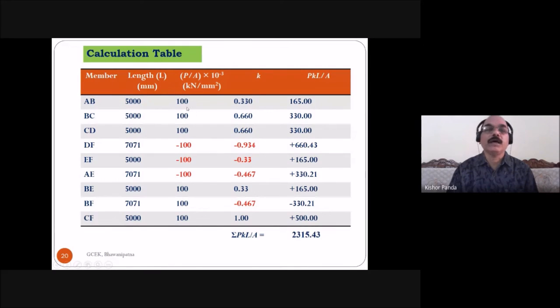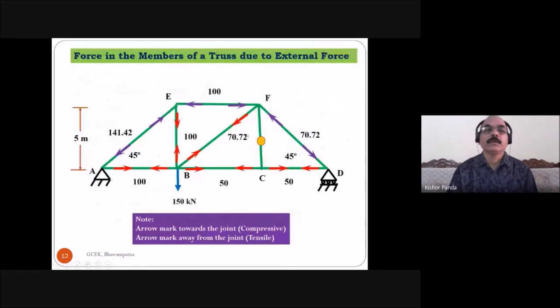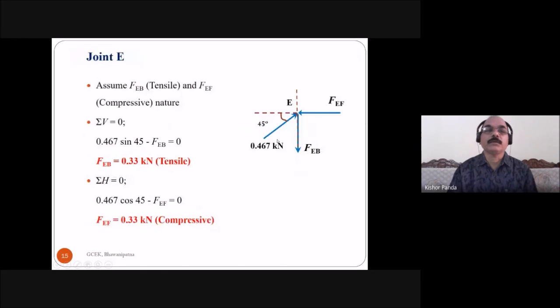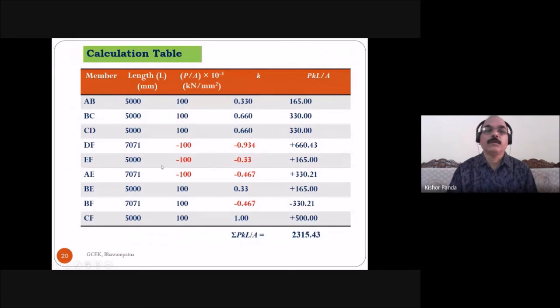But here, due to the external force, you got the three compressive members, DF, EF, and AE. These three members are compressive. Take the stress as compressive, negative, because the stress is given. The stress is equal to the force by area.